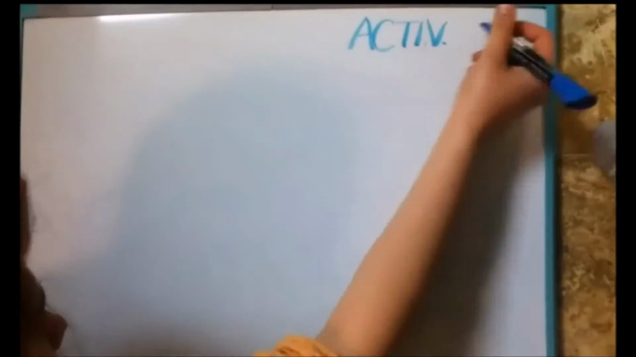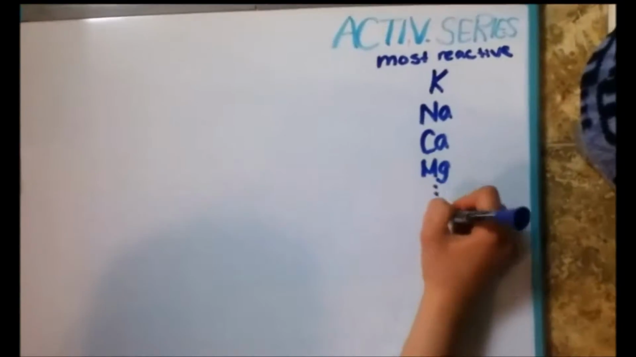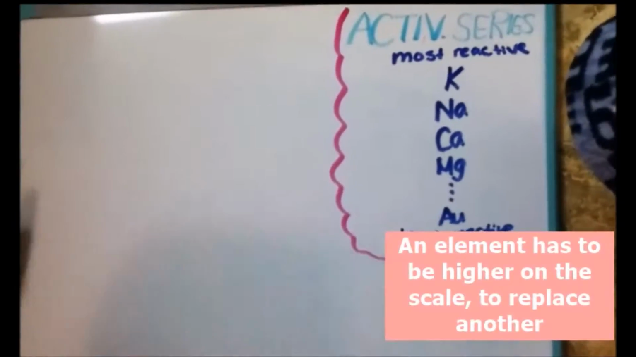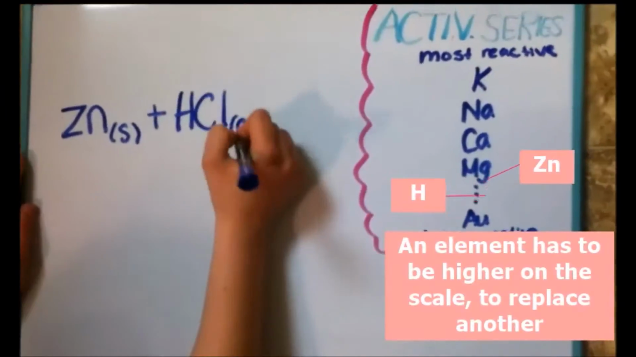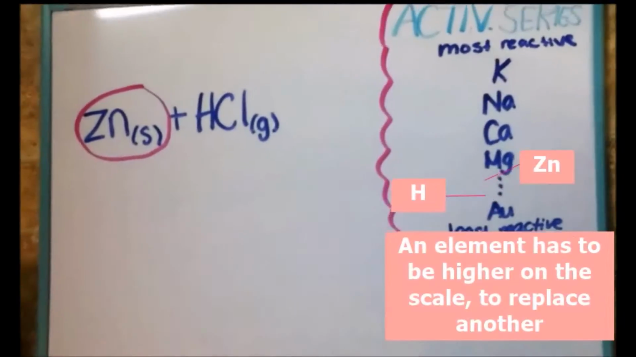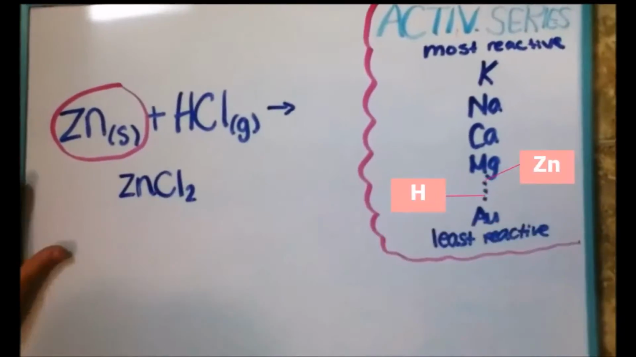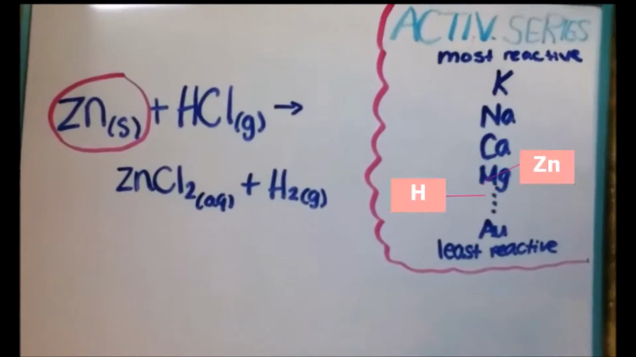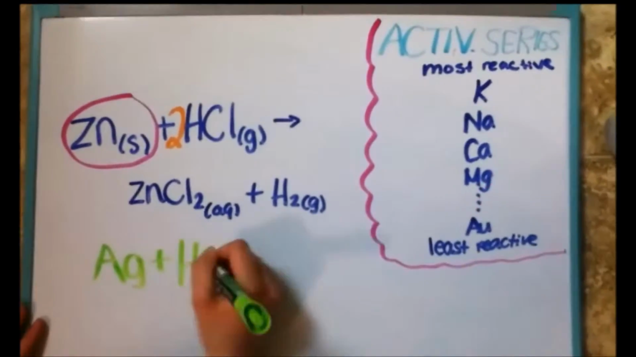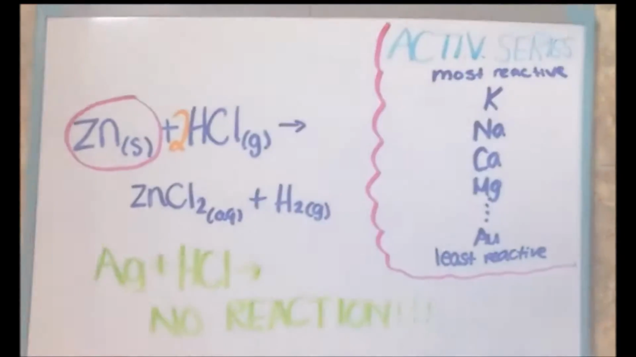Combining these reactants does not mean that a reaction will always occur. To determine that, we must look at the activity series. The reaction will only proceed if the element that replaces the original element is more reactive. Let's look at the reaction between zinc and HCl. As we can see, zinc is higher than hydrogen. Therefore, it will replace hydrogen in the reaction, forming zinc chloride and hydrogen gas. Although, if we were to combine silver instead of zinc, the reaction would not occur.